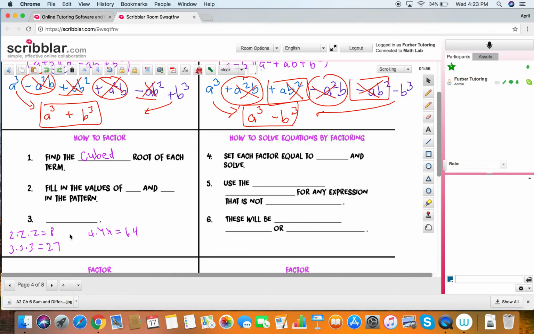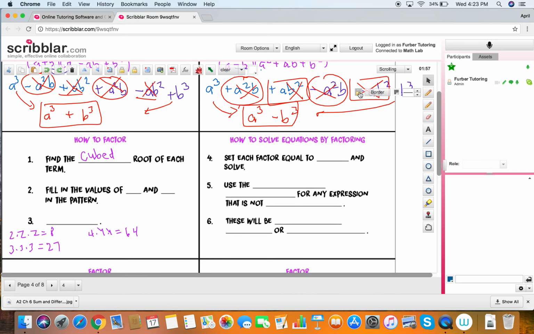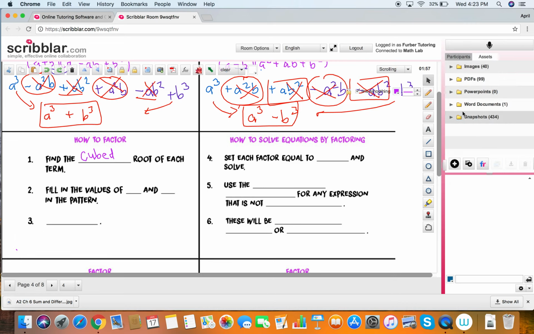So you could do it that way, and make yourself a list, and then you would have that list nearby you at all times, and that would help you do it. Or you could just use a calculator. So I'm going to show you how to find the cubed root on a calculator.